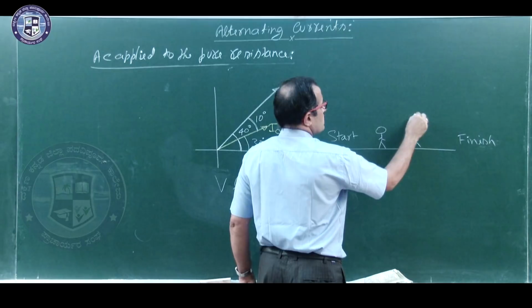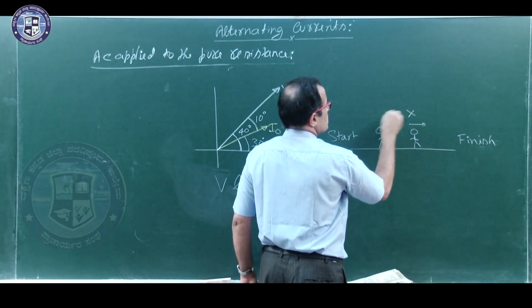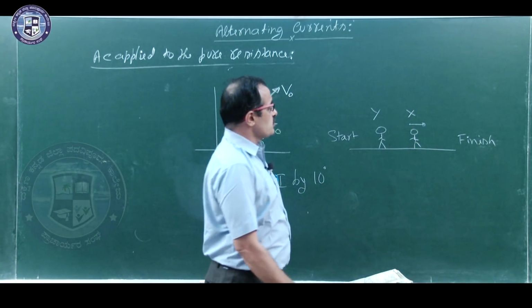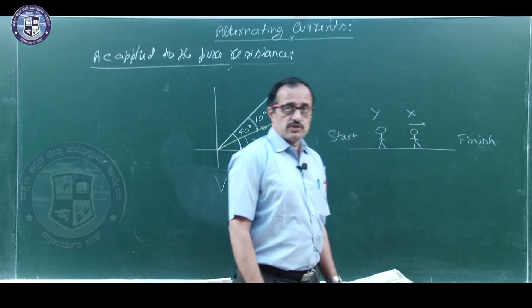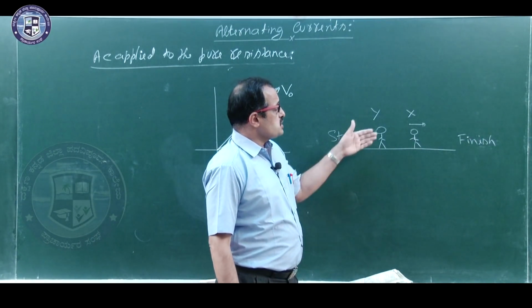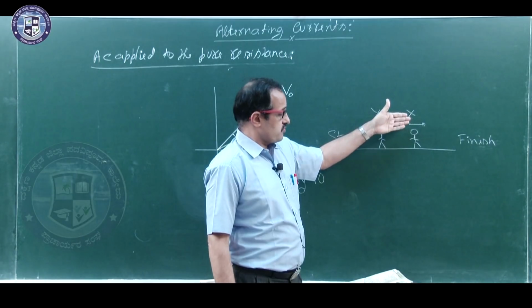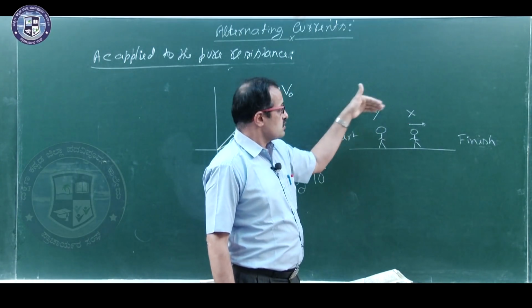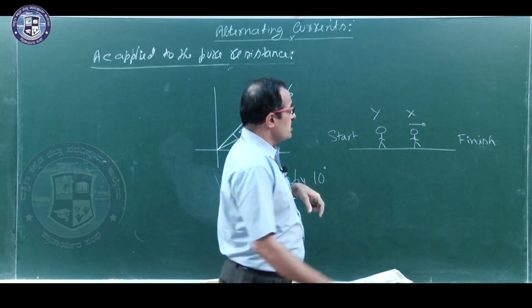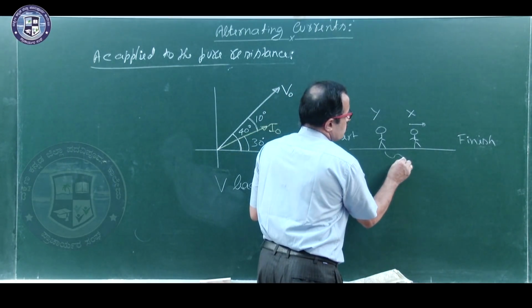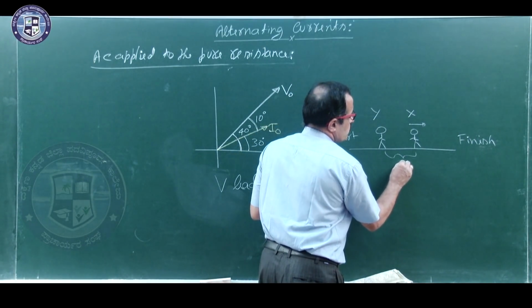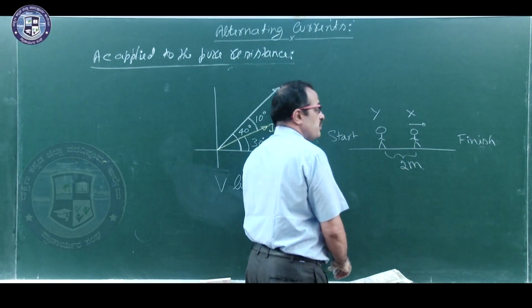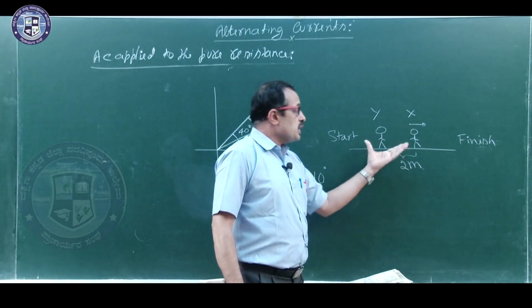Let us say it is the student X, here is the student Y. Both of them are running towards the finish point. And as they run, let us say X is running a little bit fast, Y is running slowly, so that the distance between them, let us say, the gap between them is 2 meter. Now, how to explain this?